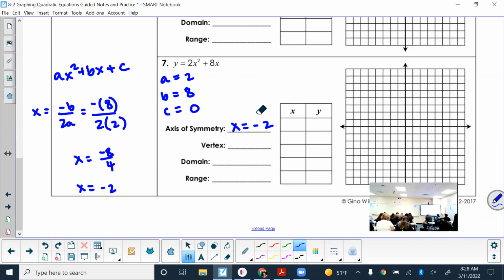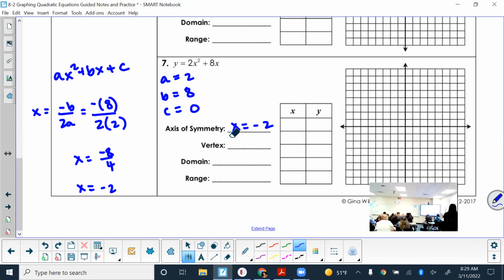Do I need to have the x equals in my axis of symmetry? Yes. And you can even verify that with decimals. Like if you type in x equals -2, you get a line, where if you just type in -2, you get nothing. So that's why you need the x equals.